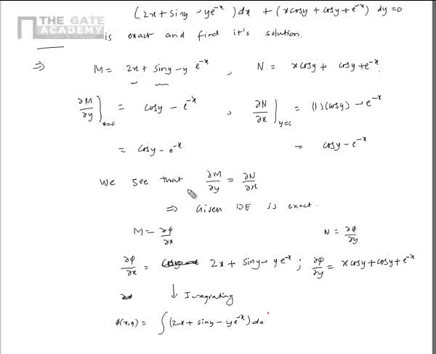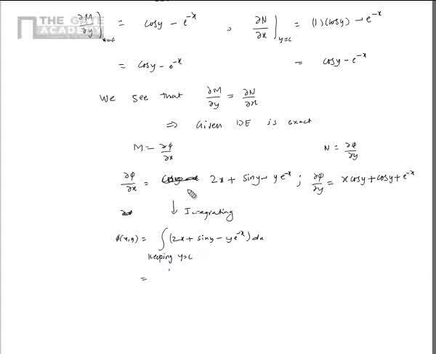Keeping y constant. Remember, you are integrating keeping y constant, so the constant of integration can be a function of y. If you integrate with respect to x keeping y constant, this will be 2 into x²/2, plus sin y into x, since y is constant, plus e^(-x)/(-1), plus the constant term, which can be a function of y, so let's call it c(y). Simplifying: x² plus x sin y plus y e^(-x) plus c(y).